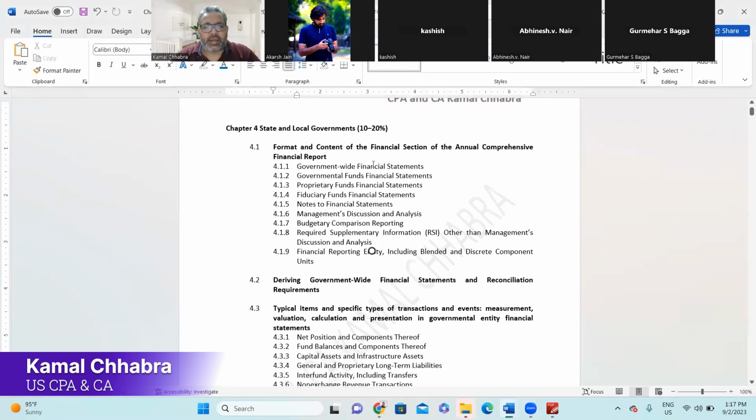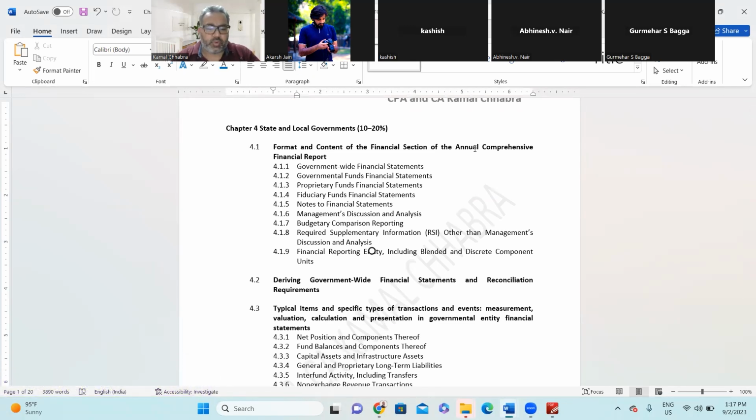So the format and content of the financial section of the annual comprehensive financial report. We'll be understanding in detail about the annual comprehensive financial report. So your overall financial statement is called the comprehensive financial report. In that you'll be having the government-wide financial statement, which we have discussed. Second, you'll be having fund-wise financial statements. Then within the fund there are different categories of fund, so we'll be discussing that also in detail.